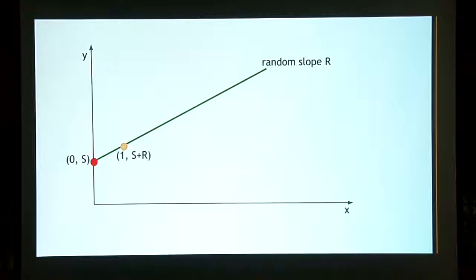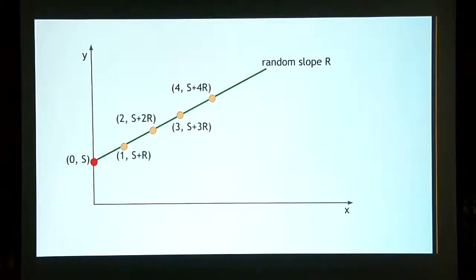And now we can give out shares. The first share is this point here at x equals 1, and y is s plus r. The second share is here at x equals 2, and y turns out to be s plus 2r. The third share is here, x equals 3, and y is s plus 3r, and so on. We can go as far up this line as we want and generate as many shares as we want.